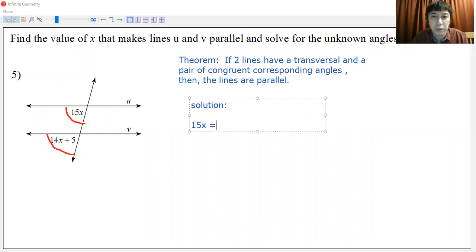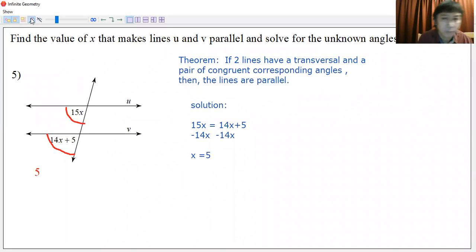All right, for our solution, 15x must be equal to 14x plus 5. Solve for x first. We subtract the 14x from both sides. We get 15x minus 14x, that will be x equal to 5. And so our value of x here is 5, and we can verify that. Over here, it's a 5 and our x is correct.